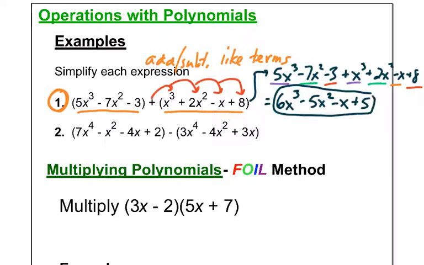There you go. Notice that it is in standard form because our exponents go 3, 2, 1, 0. So it's in descending order. The degree here, do you see? Degree is 3. It's not asking for it, but it's just good practice that the highest power is 3.